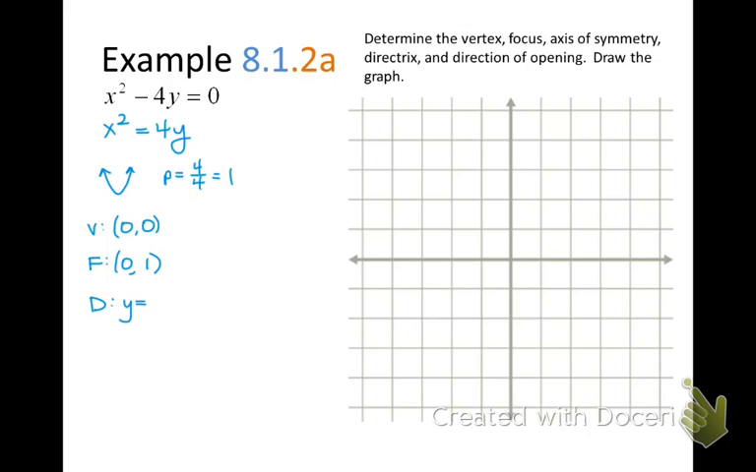Y equals, and then I'm going to be going down from my vertex. So if my y value on my vertex was at 0 and I go down, it's going to go to -1.